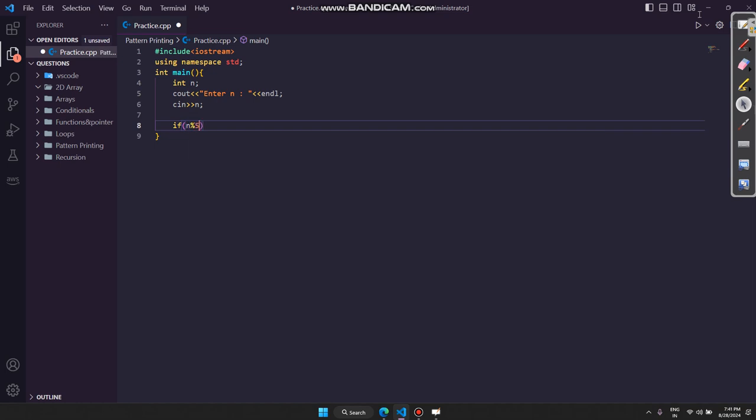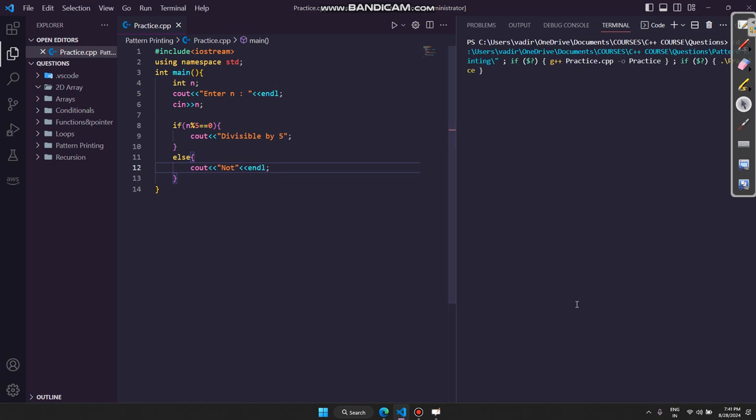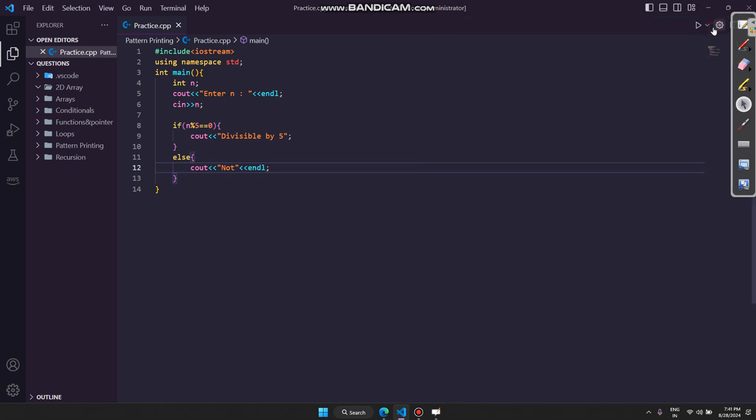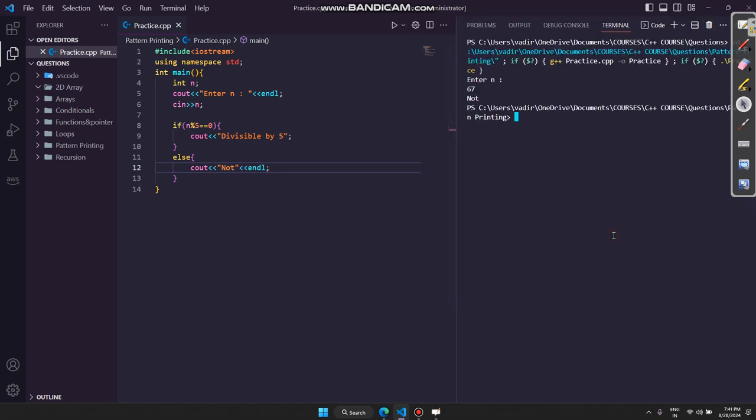If n modulus 5 double equals 0, cout divisible by 5, else cout not divisible by 5, let it be. So if I put 14, not. If I put 15, divisible by 5. If I put 67, not. If I put 65, yes.